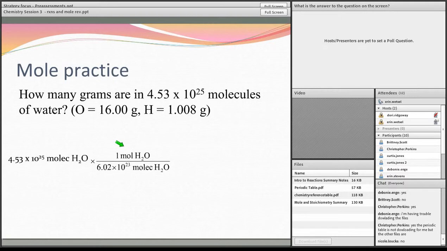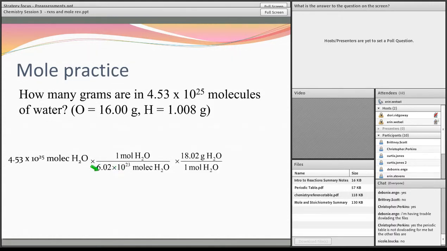Math-wise, we're multiplying across the top, dividing by the bottom, and I would encourage you when you do this in your calculator, put these numbers, the scientific notation, put them in parentheses. That will help to avoid any problems with order of operations on the calculator. But sometimes you might get a funky answer. Again, if you use parentheses, that should help.